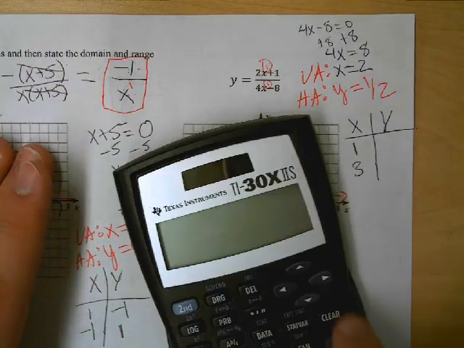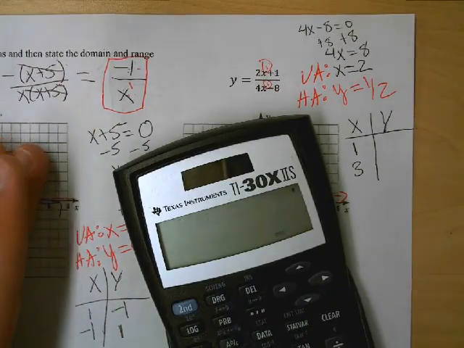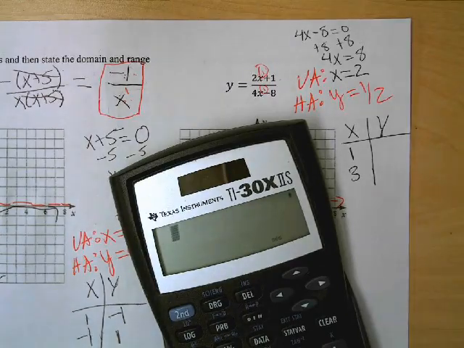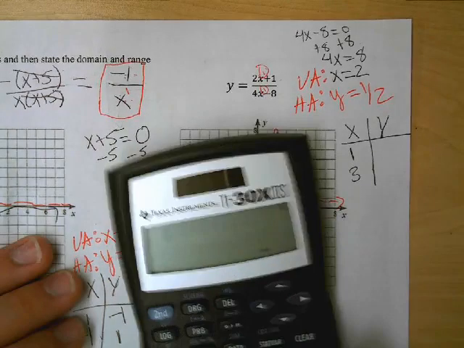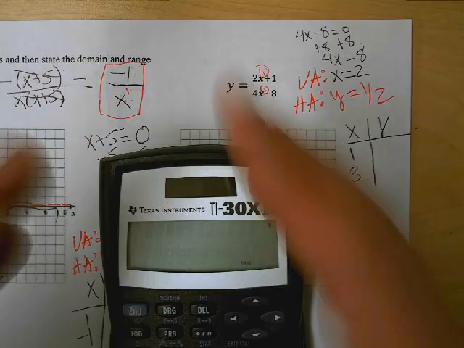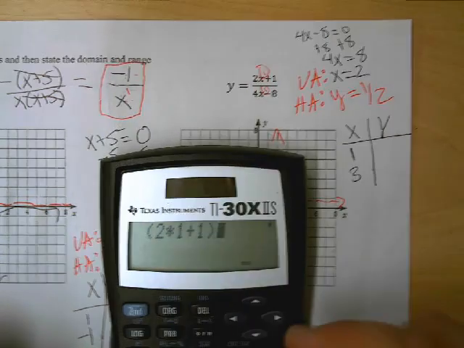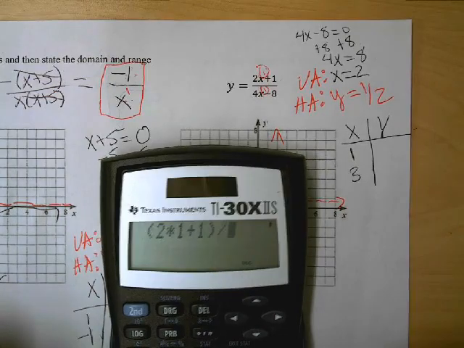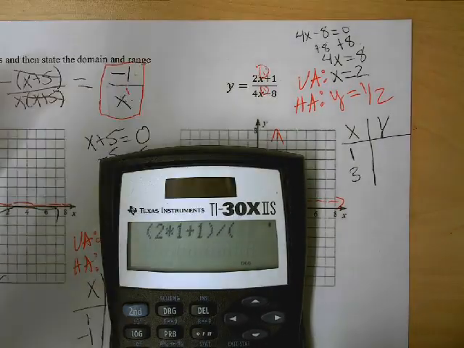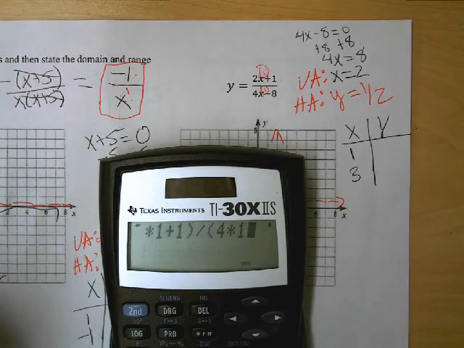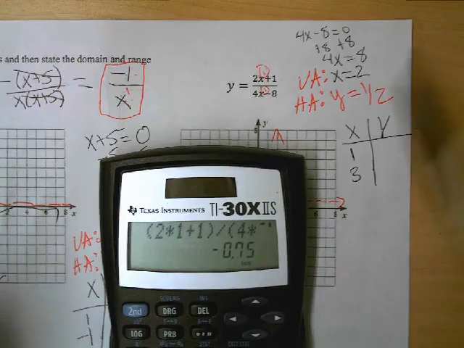So now I plug this into my calculator. And with these, you really have to remember to always have your parentheses in place whenever you see an x in your numerator and denominator, just so your calculator doesn't get confused. So I'm going to start off by putting parentheses around my numerator. So this is 2 times 1, plus 1, close my parenthesis, because that's my numerator, divide by my denominator, so I have to put another parenthesis, 4 times 1, minus 8, close my parenthesis, that's just a negative 0.75.